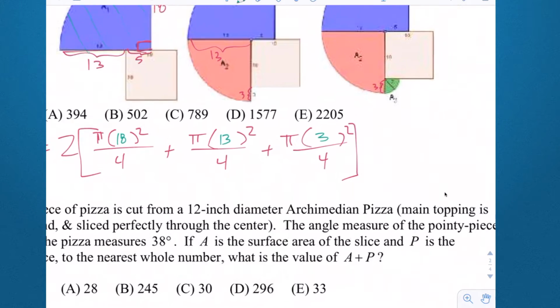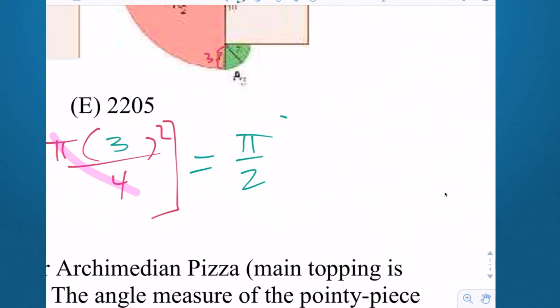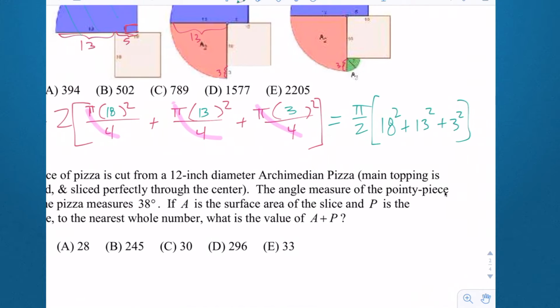Okay, so you could type all that into your calculator, but that's a lot of typing. So let's be a little bit more wise about how we could do this. What do you know is common now in each term? Pi fourths. Let's go ahead and factor out the pi fourths, which when we multiply by the 2, we get 2 pi fourths, or pi halves, times, and now it's just 18 squared plus 13 squared plus 3 squared. And that's a lot easier to type in. Less possibility of error.